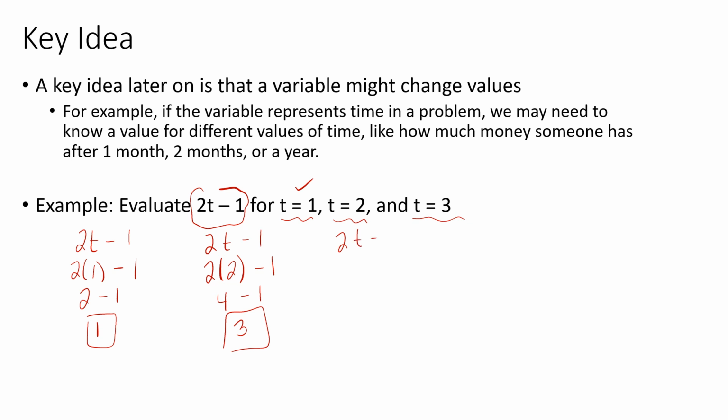One more time. 2t minus 1. Now this time we'll be plugging in t is equal to 3. Minus 1, 2 times 3 is 6. And 6 minus 1 is 5.